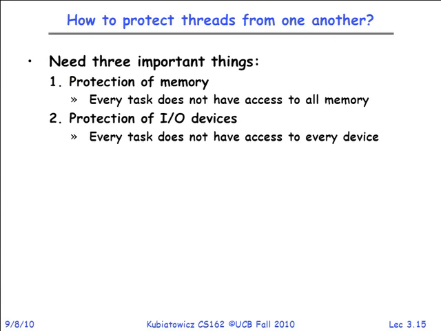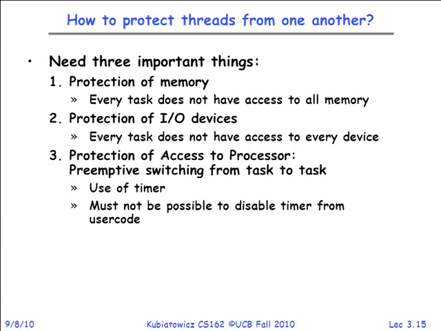And we need to protect access to the processor. Now that seems a little funny given that the thread's running on the processor. But what I mean is we've got to make sure that a thread can't permanently take the CPU and refuse to give it back. So that means, for instance, we use a timer to cause the thread switches, and it must not be possible to disable the timer. You can see the obvious ways we can go with this. Is that clear to everybody?